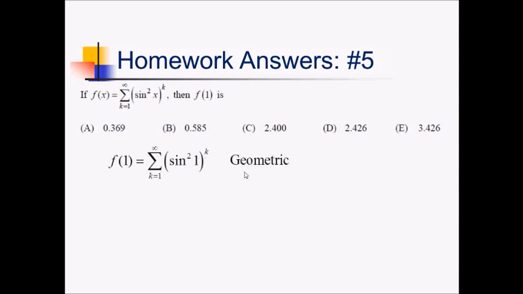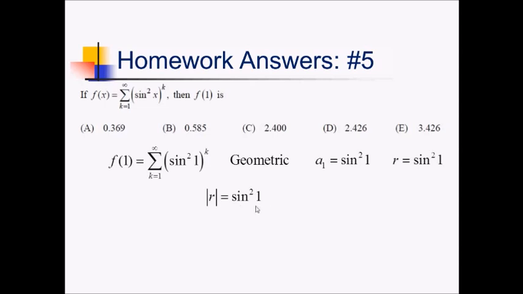So since it's geometric, I need to figure out the a1 and the r values. a1 is just going to be what I get when I plug in 1 for k. That's just going to be sine squared of 1. The r value is the thing we keep multiplying by over and over again, which also happens to be sine squared of 1. So let me just double check to make sure this does converge by using the absolute value of my common ratio. So my absolute value of my common ratio is just sine squared of 1.